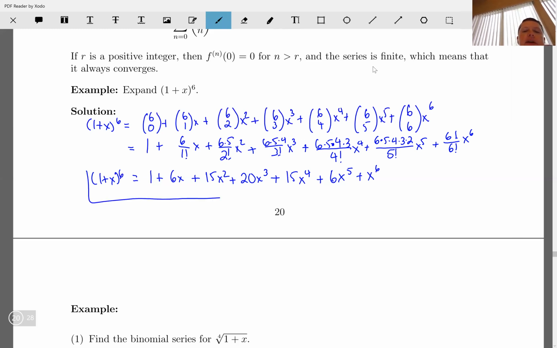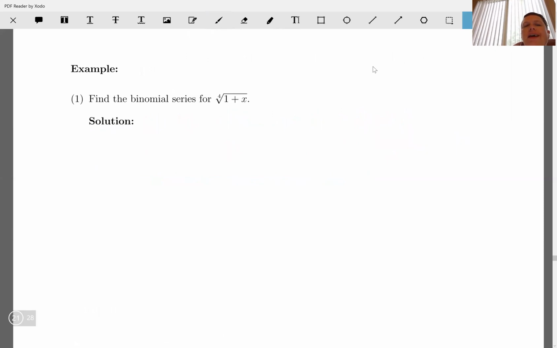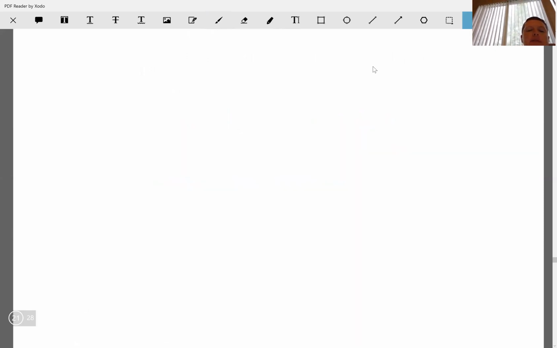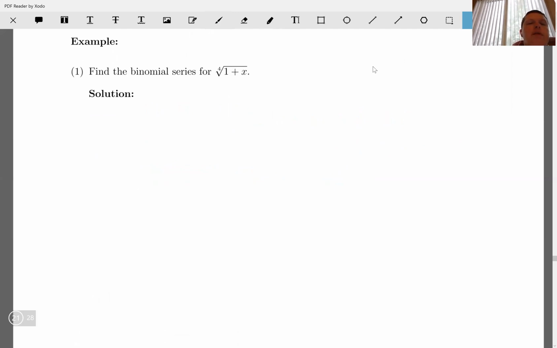And that's the idea. So now let's see how this plays out when x is not a positive integer. I have a couple of examples, and that'll do it. First of all, we want to write this as (1 plus x) to the 1/4 power. So that's our power, r is equal to 1/4. What is our binomial series going to tell us?